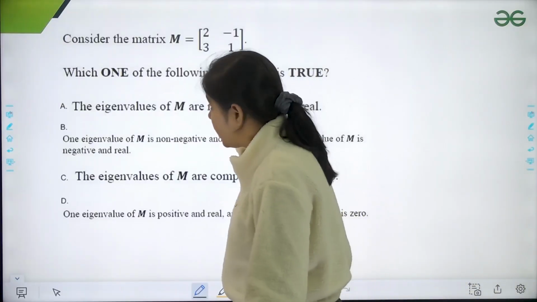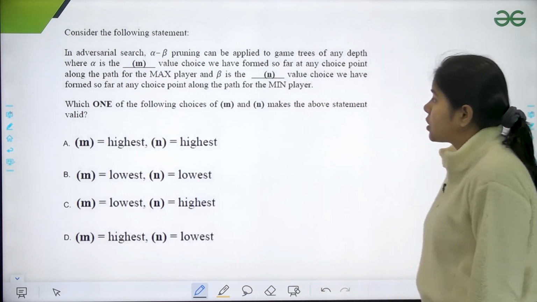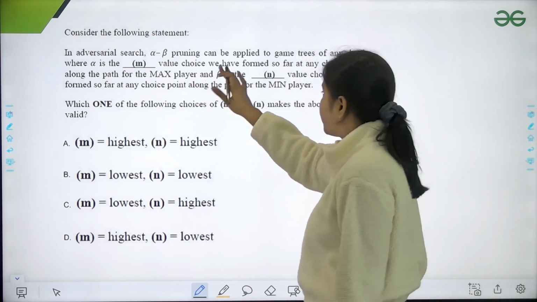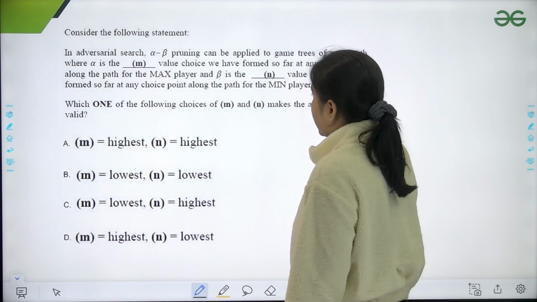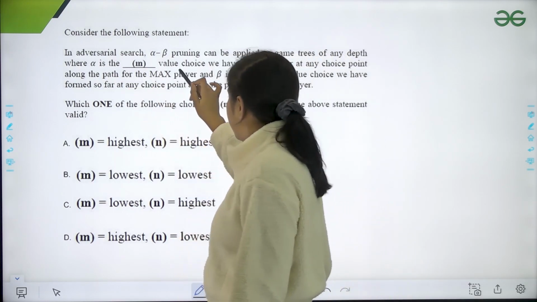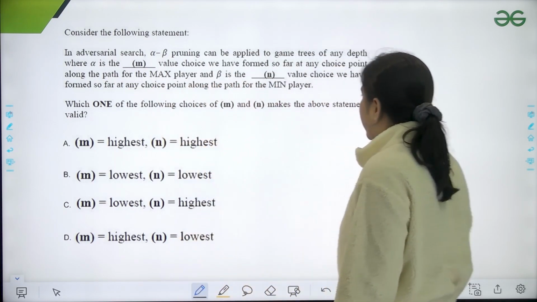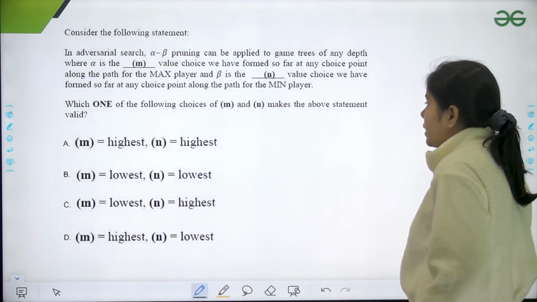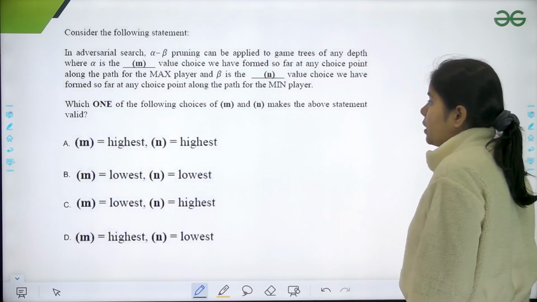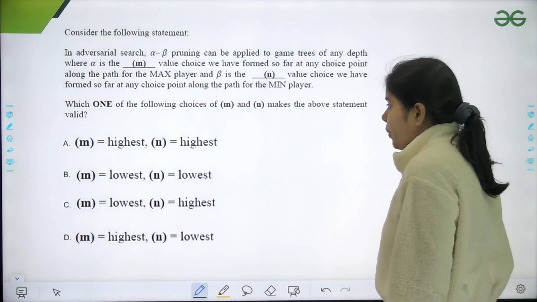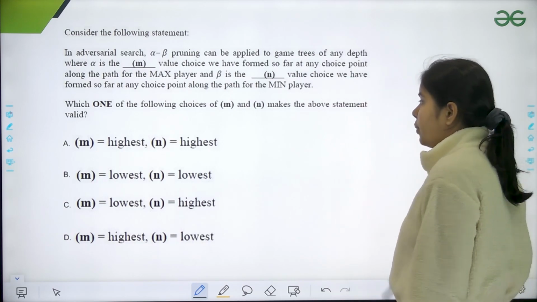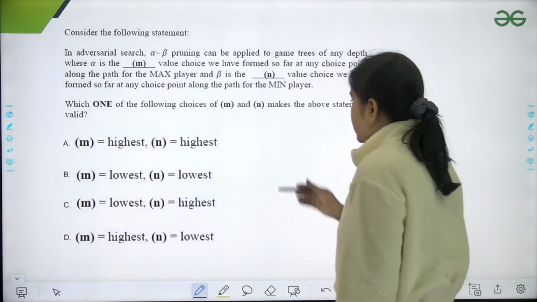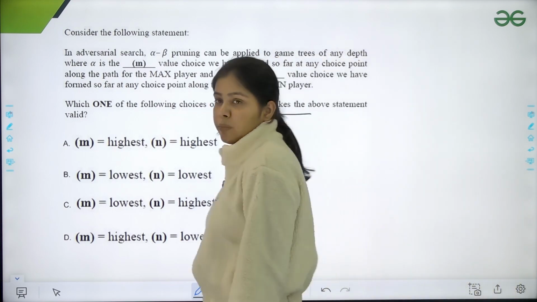Now, next question we have here is, in adversarial search, alpha beta pruning can be applied to game trees of any depth, where alpha is the M value choice we have found so far at any choice point along the path for the max player, and beta is the N value choice we have found at any choice point along the path for the min player. Which one of the following choices for M and N makes the above statement valid?